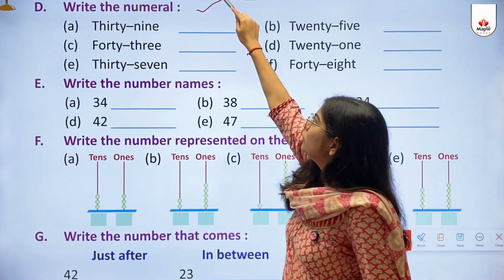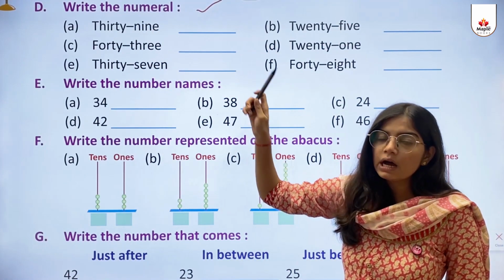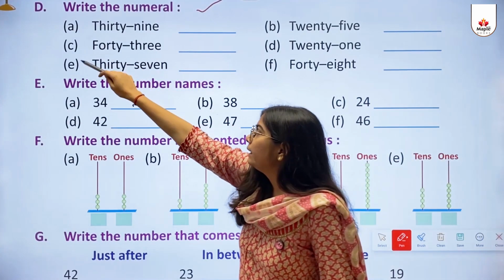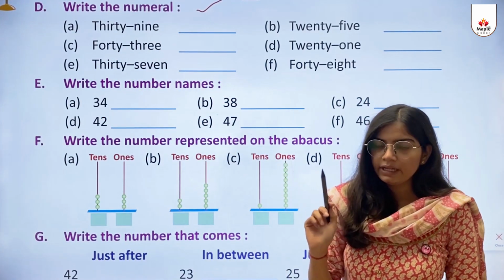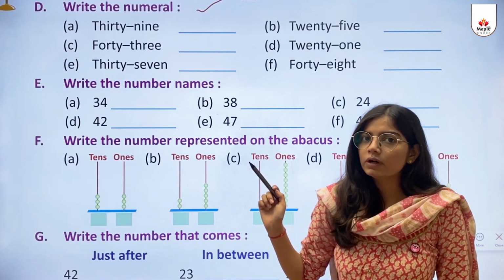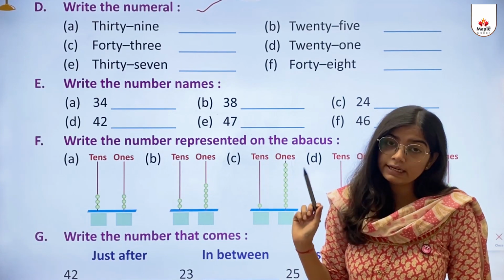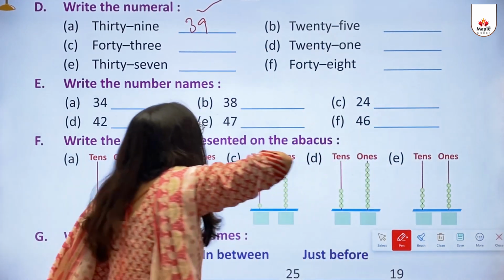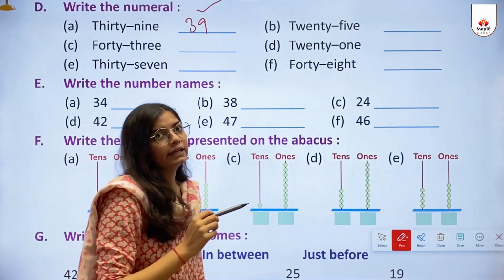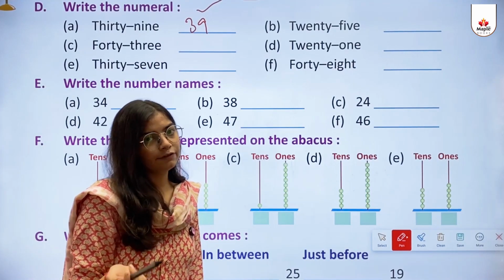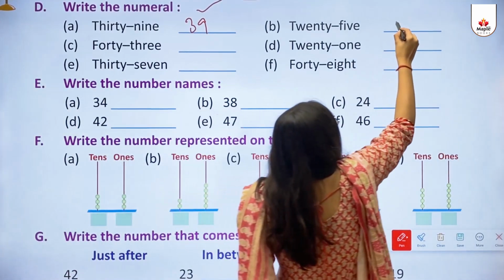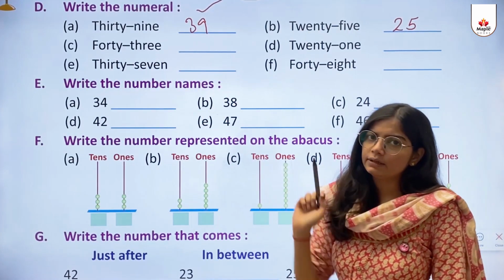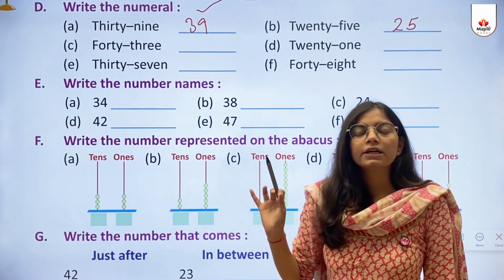D, write the numeral. Now we have to write the numerals. Okay. We have given the number name. A, 39 means 3 tens, 9 ones. 3, 9, 39. Okay. Then B, 25 means 2, 5, 25. Okay. Then C, 43. Now 4, 3, 43.